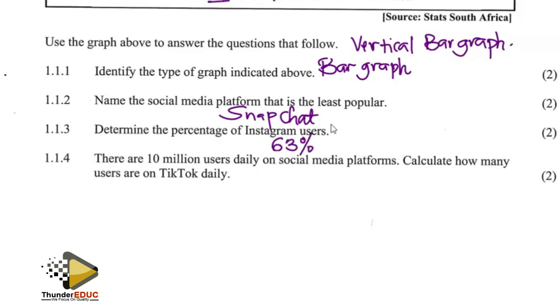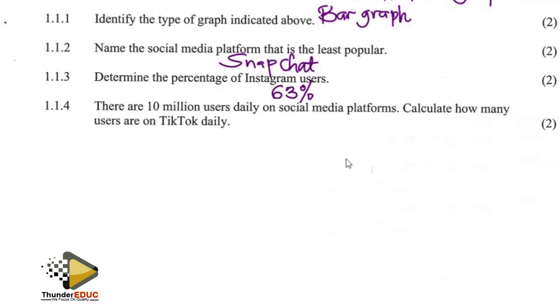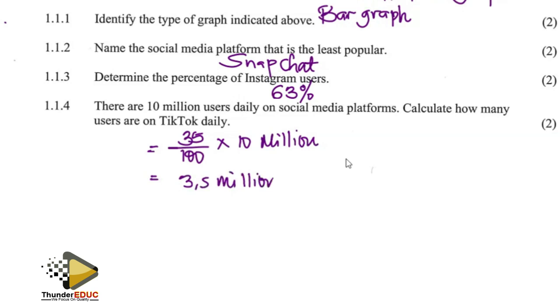Okay, there are 10 million users daily on social media platforms. Calculate how many users are on TikTok daily. So we shall identify the percentage for TikTok, which is 35%. You shall come down here and we say 35% times the 10 million. Don't worry, leave it the way it is, but don't forget the word million. So your final answer will become 3.5 million. You don't need to expand the question. All you have to do is write the word million at the end.